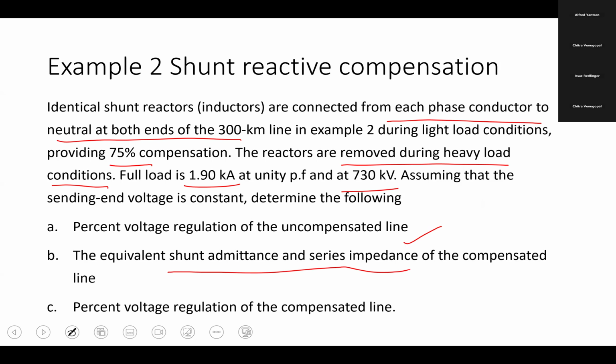And then the percentage of voltage regulation. So once you put L and C, it will become a compensated line. Then after you compensate it, what is the voltage regulation? Is it improving or not? That's what we are looking at here.